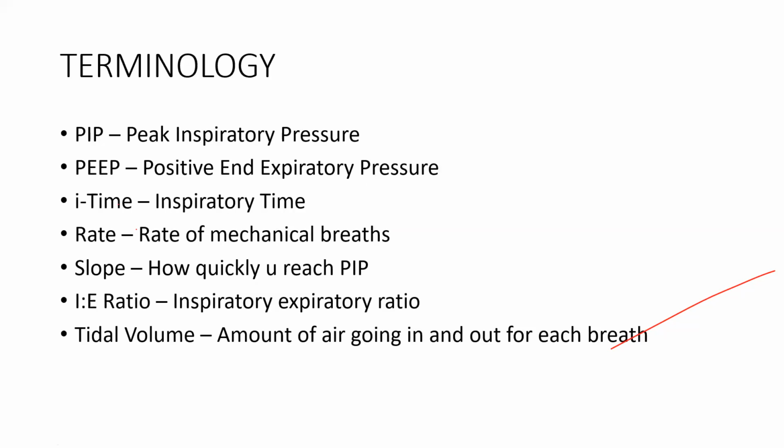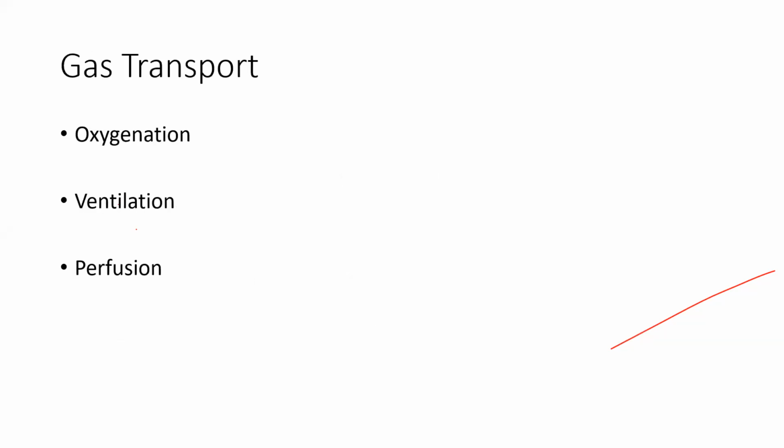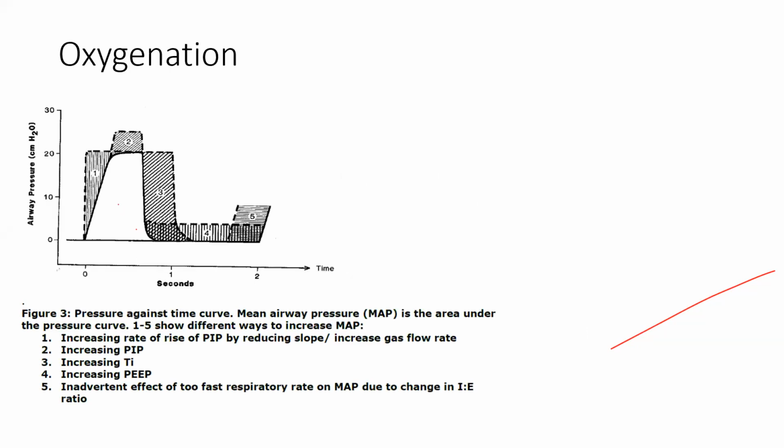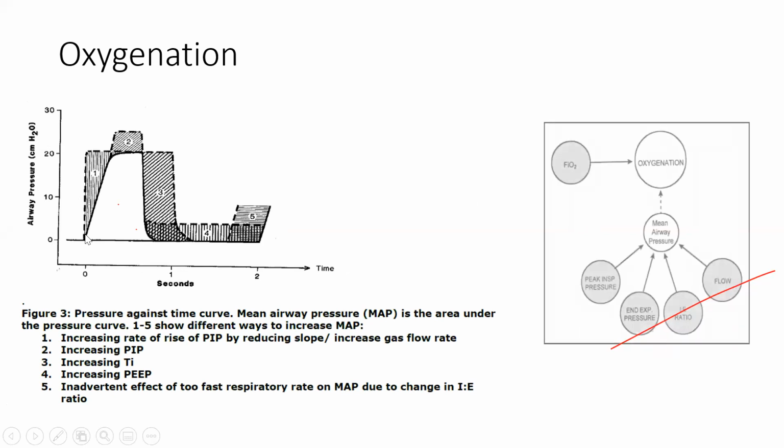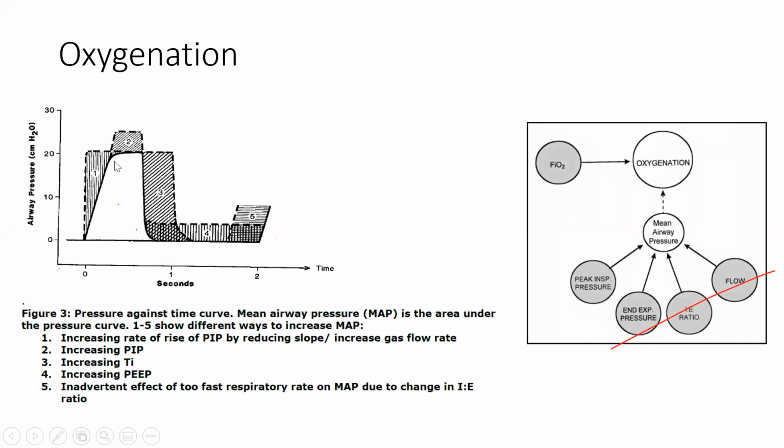So just going a bit more into all these parameters: which parameters affect the oxygenation, and which parameters affect the carbon dioxide clearance, which means the ventilation. The gas exchange at the alveolar level depends on the oxygenation, ventilation, and also the perfusion of the lungs. Going into oxygenation, if I take this curve, this is the time, this is the pressure. So, the time pressure curve.